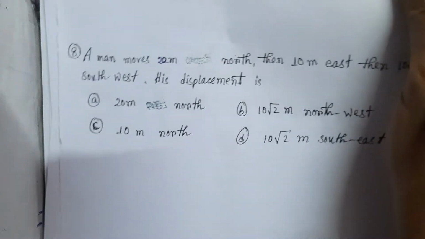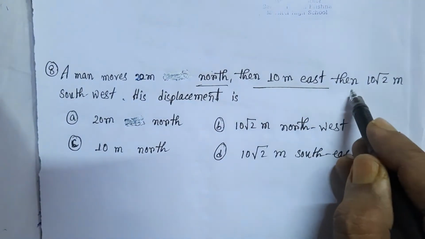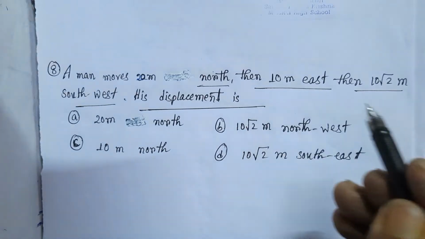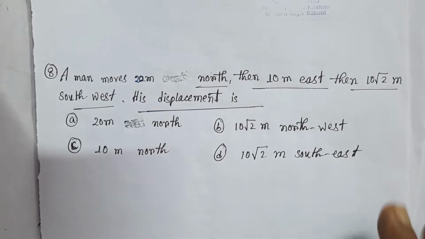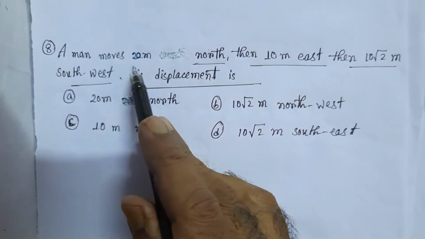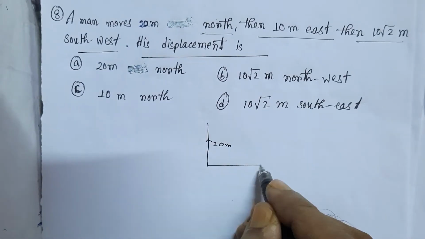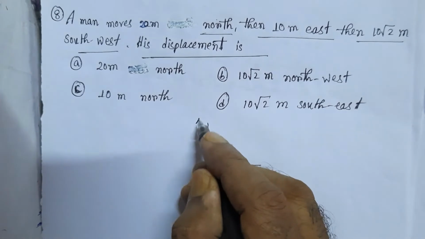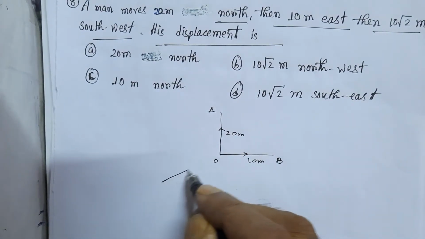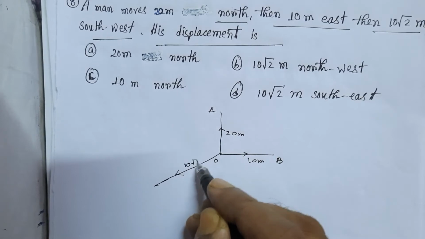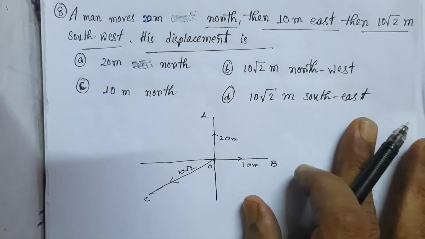Let us take the question number 8. What does it say? A man moves 20 meters north, then 10 meter east, then 10 root 2 meter southwest. His displacement is. When successive displacements are given, then to calculate the total displacement, we will represent all these vectors as co-initial vectors. First, the man moves towards north for 20 meters. Then 10 meter east. They are represented by respectively OA and OB vector. And then 10 root 2 meter due southwest. So OA, OB and OC are 3 co-initial vectors. They are representing the successive displacements.